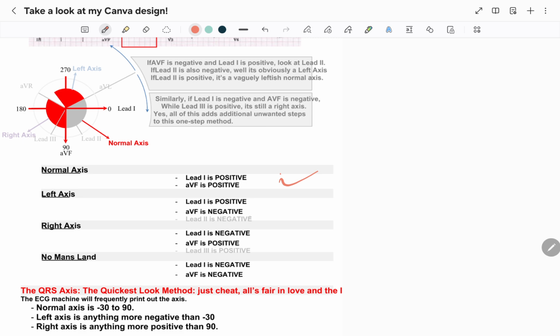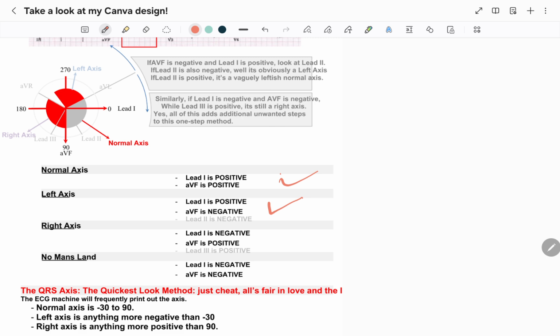And sometimes we also look at lead 2. Lead 2 can help us, give us clues as well. So if lead 2 is also negative, you treat your lead 2 like your AVF lead. So if lead 1 is positive, AVF is negative, and lead 2 is negative, that's your left axis deviation. It's right axis if lead 1 is negative and AVF is positive.